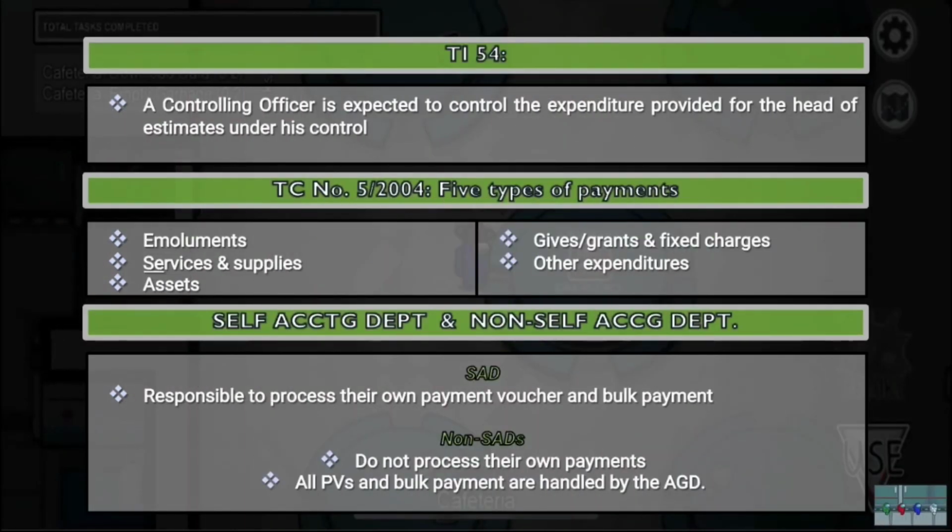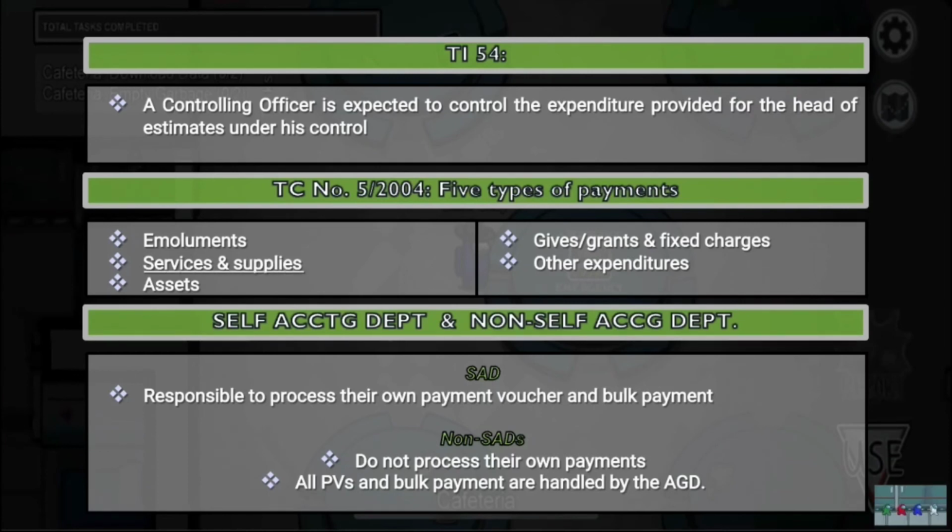Standard codes are used to ensure government's payment system is controlled and approved before any payment could be made. Treasury Instruction 54 highlights that a controlling officer is expected to control the expenditure provided for the head of estimates under his control. According to Treasury Circular number 5/2004, there are 5 types of payments, namely emoluments, services and supplies, assets, gift and fixed charge, and other expenditure. However, in this chapter, we only discuss payment for purchases, for example, services and supplies.